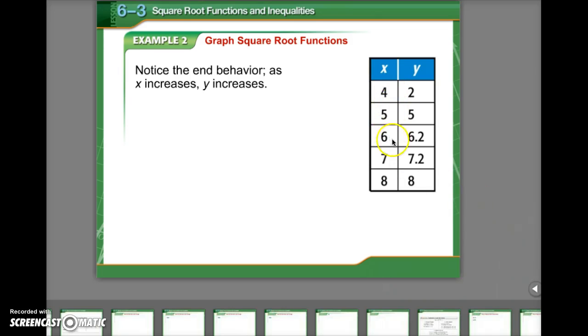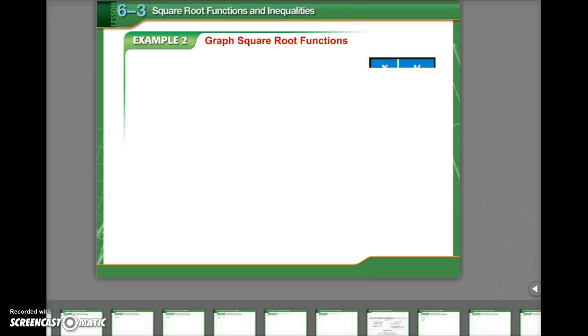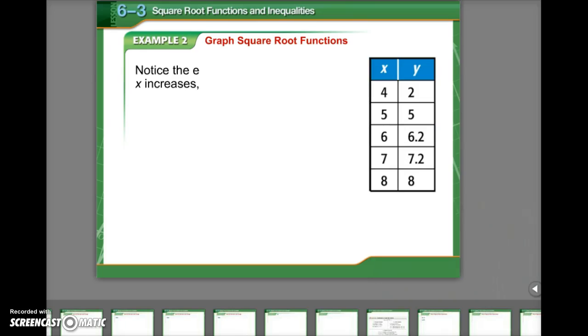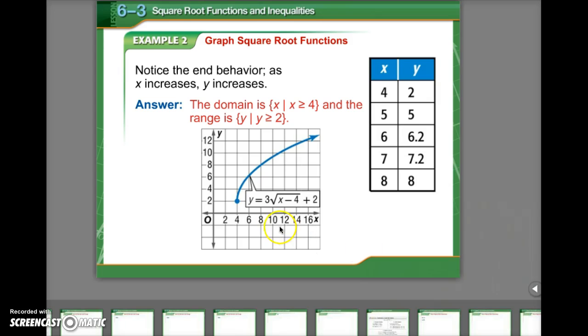Here's our table of values. Notice how they didn't skip 6 and 7. They used those numbers, so they had to approximate here. But if you just use 4, 5, and 8, you get nice whole numbers for your y values. And if you graph that, this is what your graph will look like.